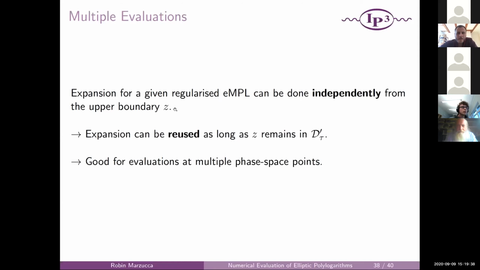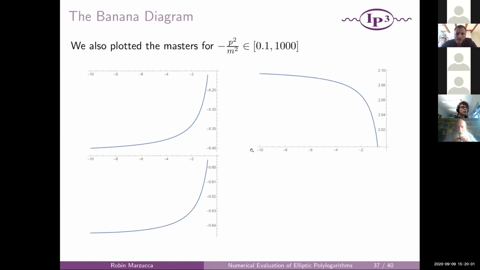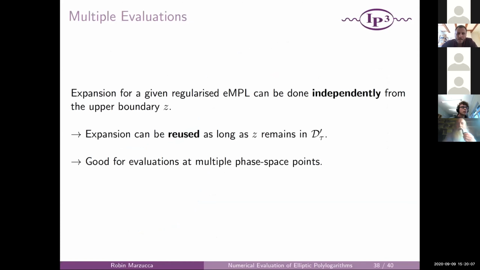In principle, you can do this expansion up to the path decomposition along these orange line bits. And as long as that remains in this fundamental domain d tau, you can actually reuse your expansion as many times as you want. So I actually only had to compute one expansion, and then I was able to make the whole plots here. So this is obviously very nice if you want to evaluate your result at multiple phase space points.